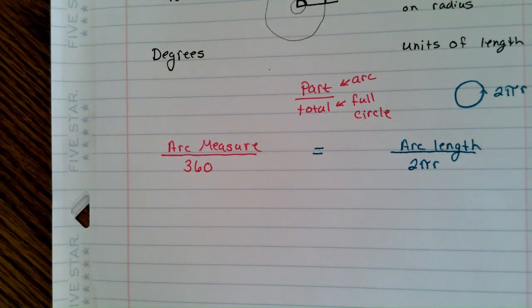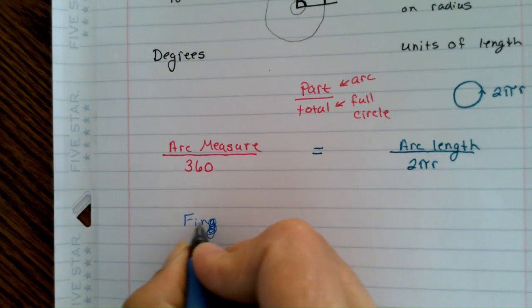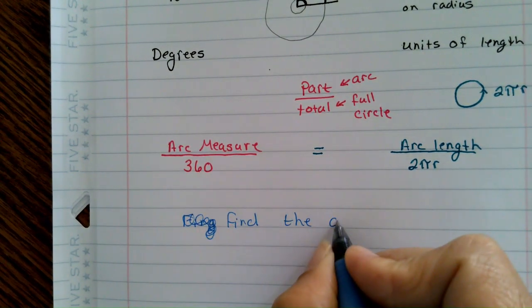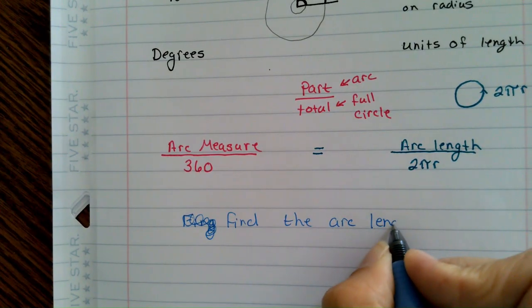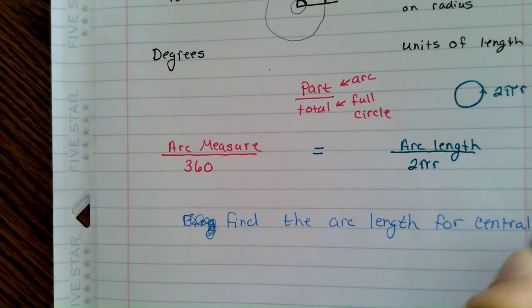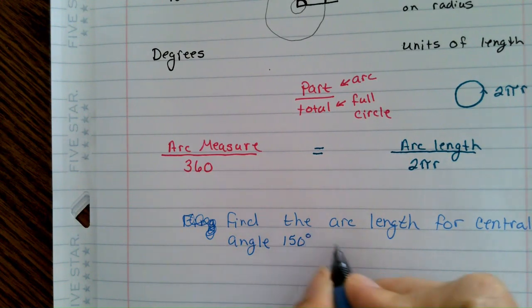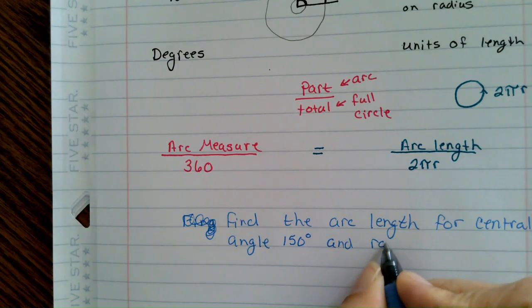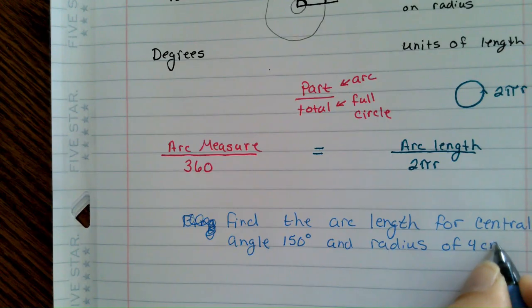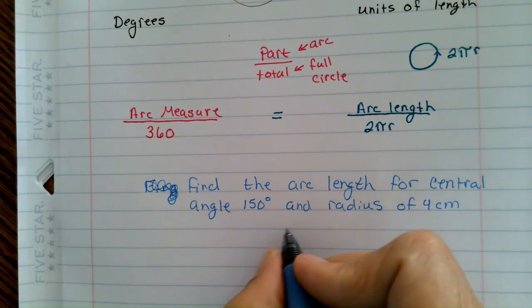So, find the arc length for central angle 150 degrees and radius of 4 centimeters. And a lot of times, arc length, they call it S.